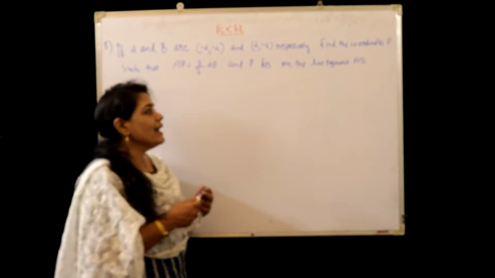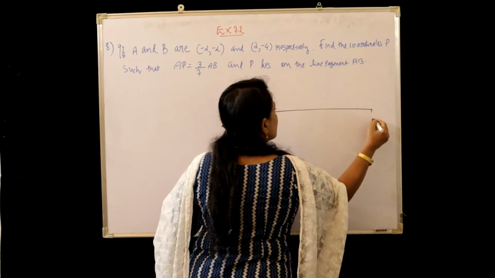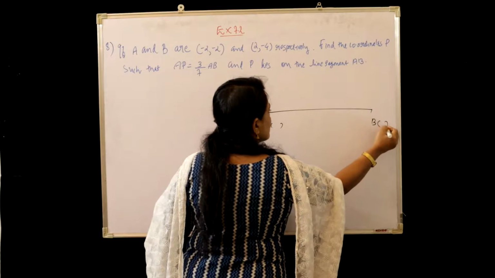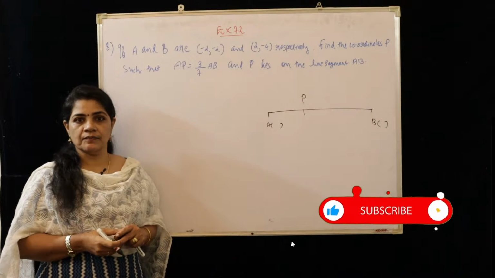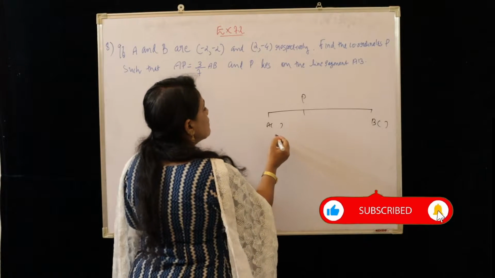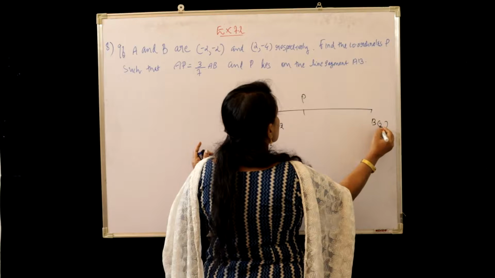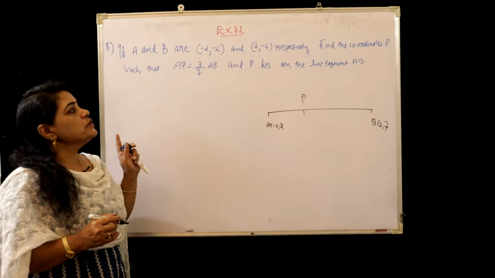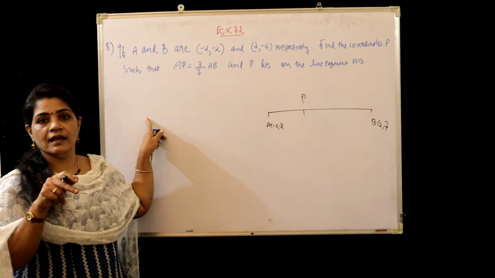So that means we have a line segment AB, and it is given that P lies on the line segment AB. The coordinates of A are (-2, -2) and the coordinates of B are (2, -4). We should find the coordinates of P.